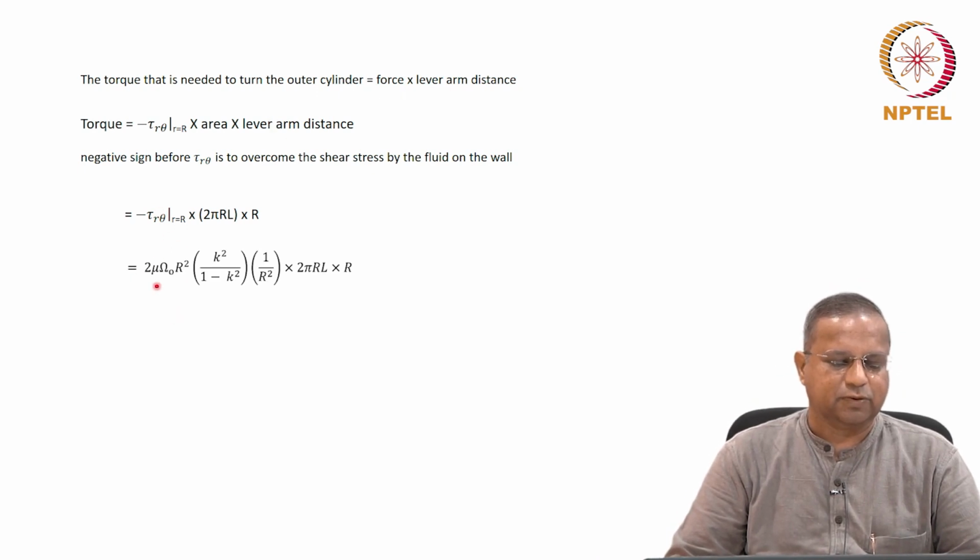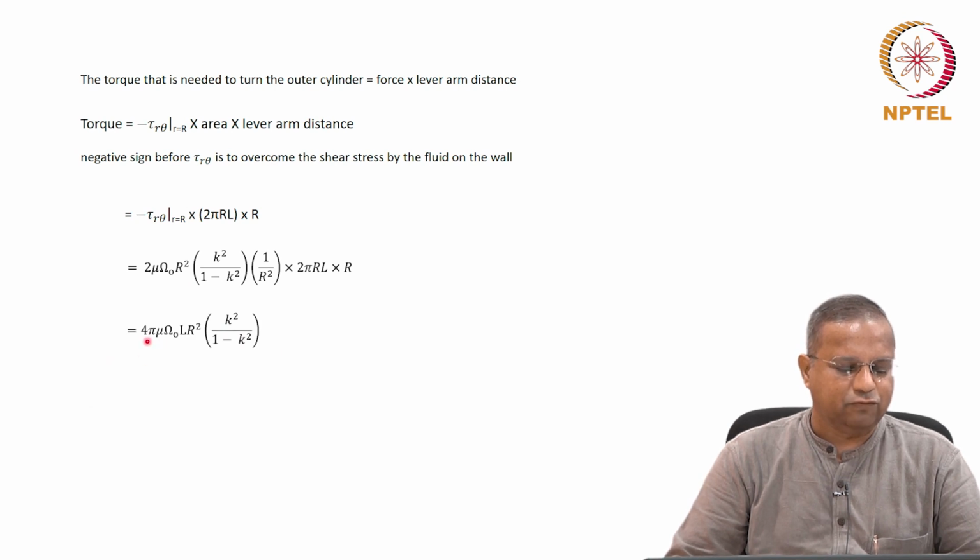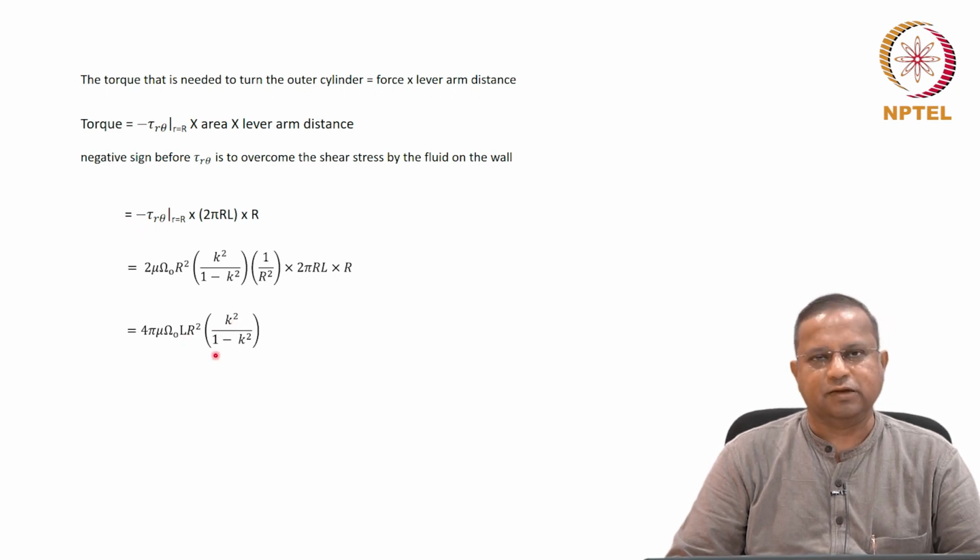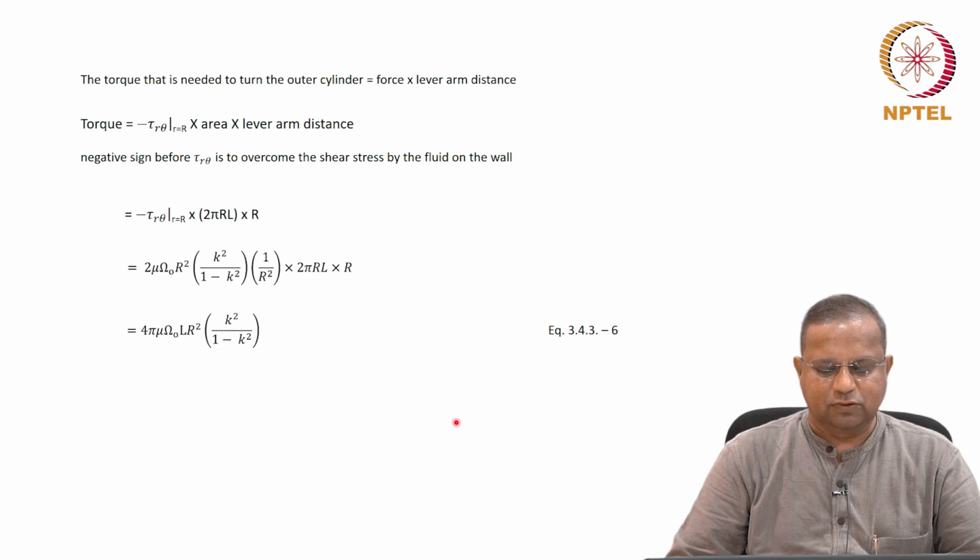You substitute the expression for tau r theta with a negative, you get this times 2 pi R L times R. If you simplify this, R squared is going to cancel out, and there's a pi here, 2 here. You put all together, you get 4 pi mu omega naught L R squared times k squared by 1 minus k squared. So this is equation 3.4.3-6. So we have an expression for the torque here.